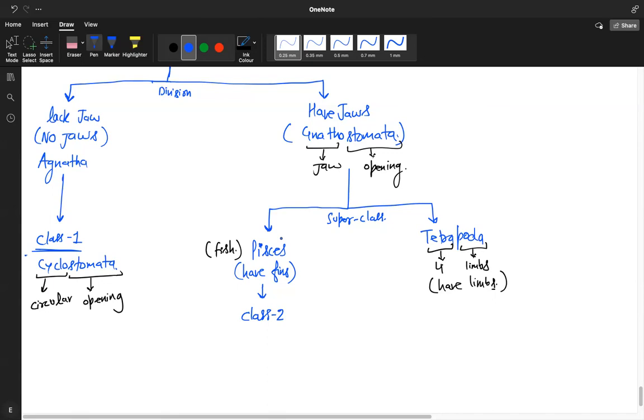Because last time you said arthropoda: arthro means joint and poda means joint appendages. Yes, here also poda can mean appendages, because our appendages are specifically called limbs. Fish appendages are specifically called fins. That's the difference. Okay.